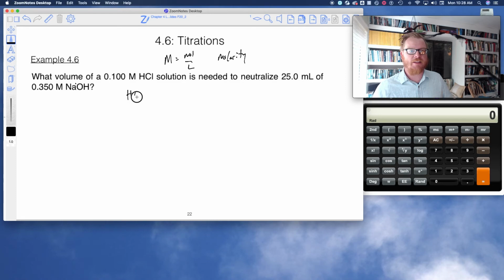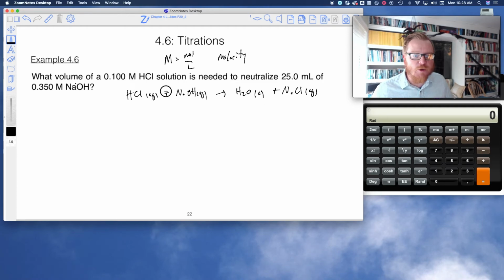So we can see that it's HCl reacting with NaOH to make H2O liquid and NaCl. So we're making salty water, okay? And the really important thing of doing this balanced reaction is that we can see it's a 1-to-1 ratio.